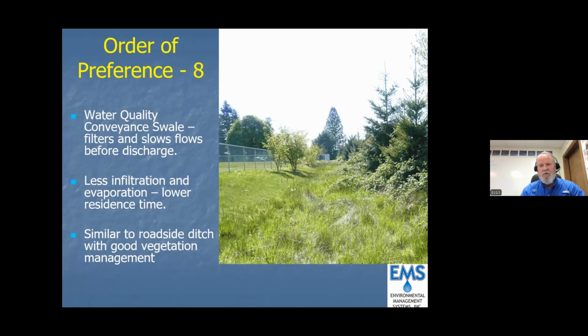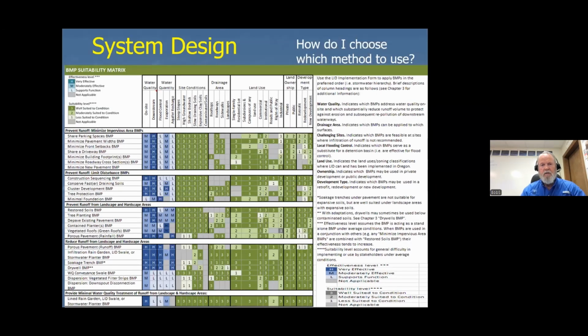This is a little hard to see, but you're taking a look at some of the best management practices using that adaptive management. Certain things will be installed up front, and other things are just kind of ready to be installed if conditions warrant. So you're looking at water quality, drainage area, and local flooding, etc.